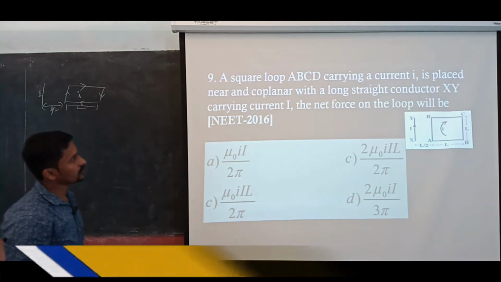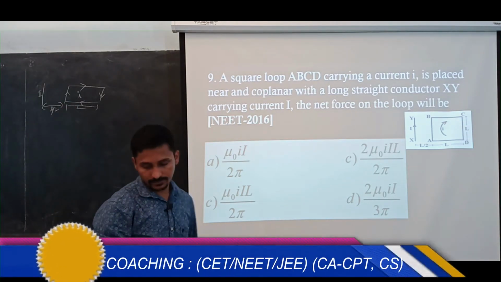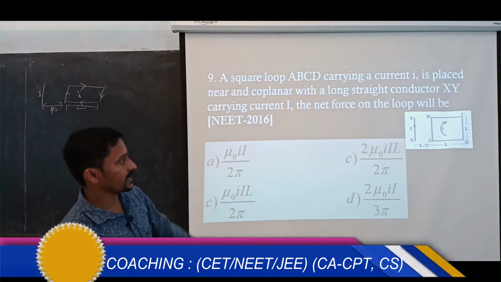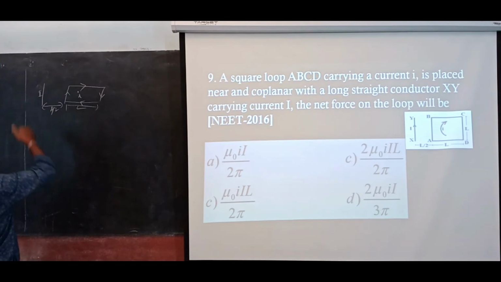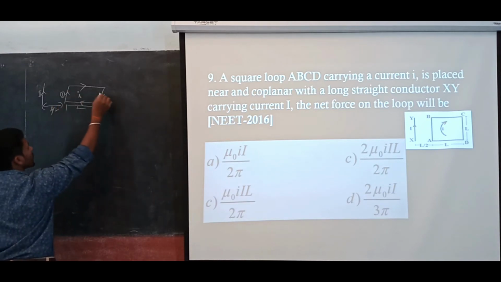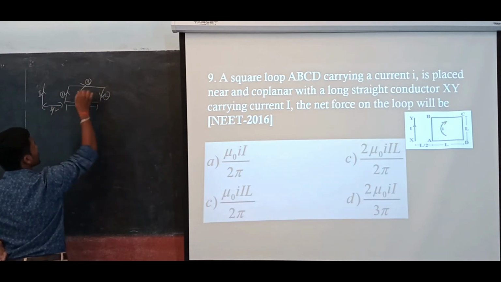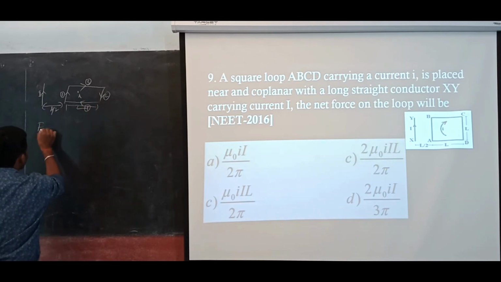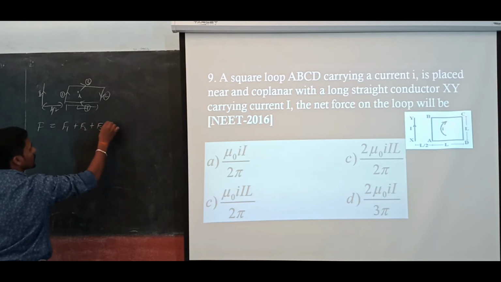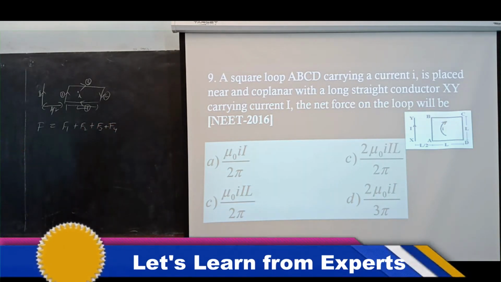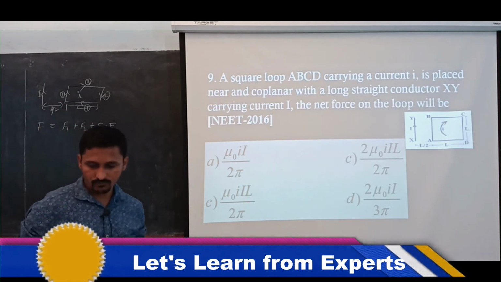Now what do you have to find out? The net force on the loop. The current is flowing in this way in this conductor, the first conductor I can write down. Because of that, one force is there on conductor 1, conductor 2, conductor 3 and conductor 4. So the net force will be F1, F2, F3, F4.